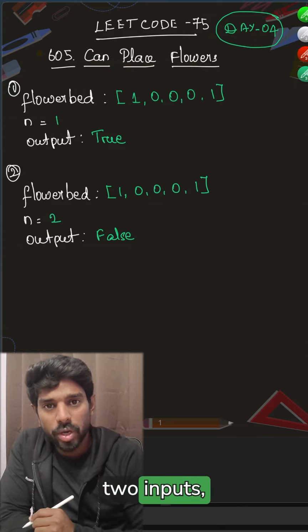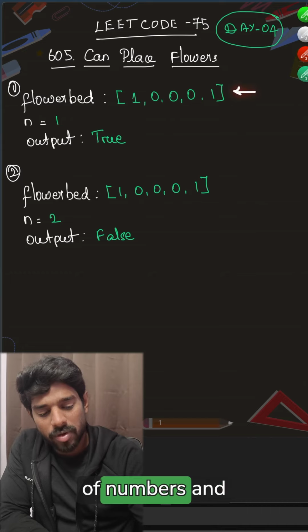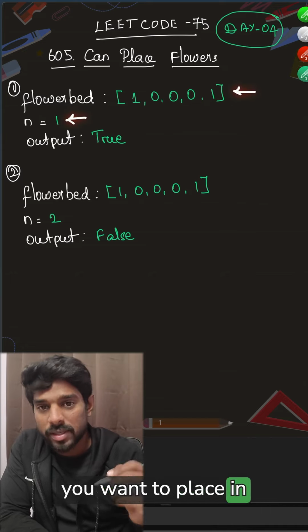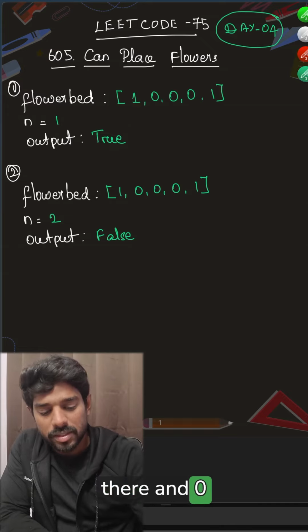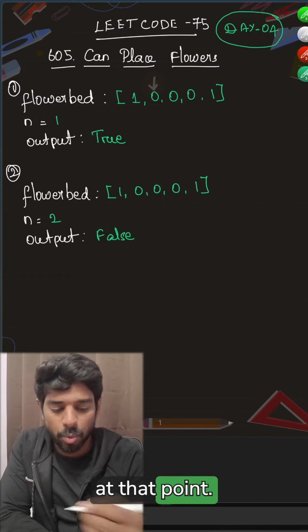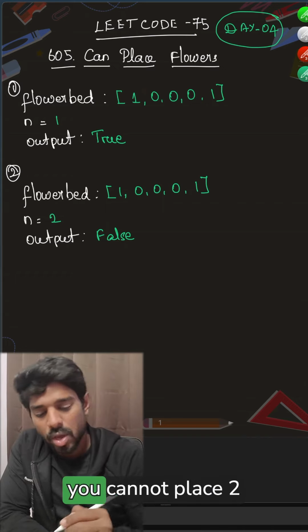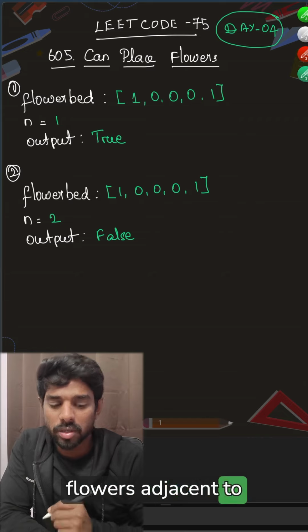So you will be given two inputs, a flower bed list of numbers and the number of flowers you want to place in that flower bed. 1 represents a flower is already there and 0 represents no flower at that point. And you have a condition, you cannot place two flowers adjacent to each other.